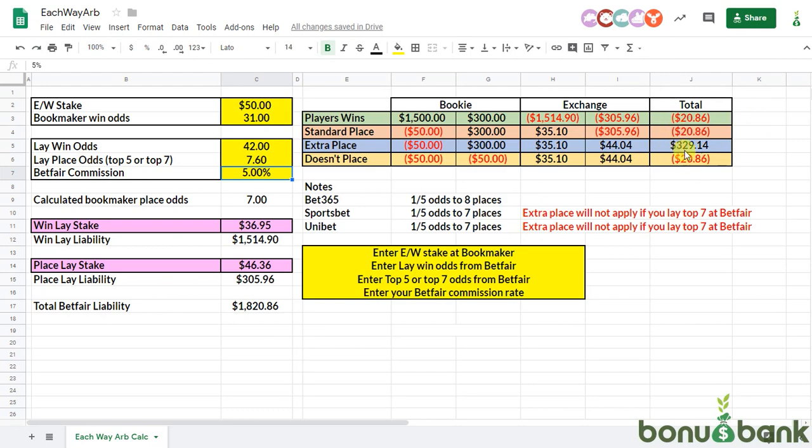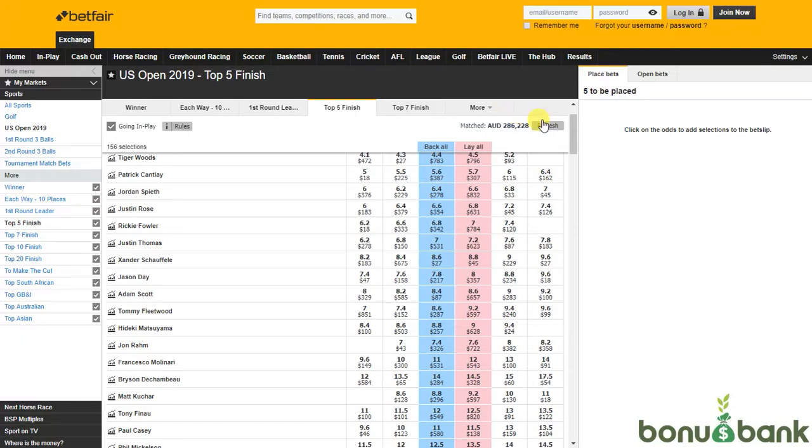So again, this isn't particularly exciting me. I think with all of these players, odds will improve as it gets closer to the start of the event. And it's worth keeping an eye after the event starts as well to see what Bet365 are offering in terms of if they still have the 1/5 odds to 8 places once play starts. So I'm going to just have another little look around here.